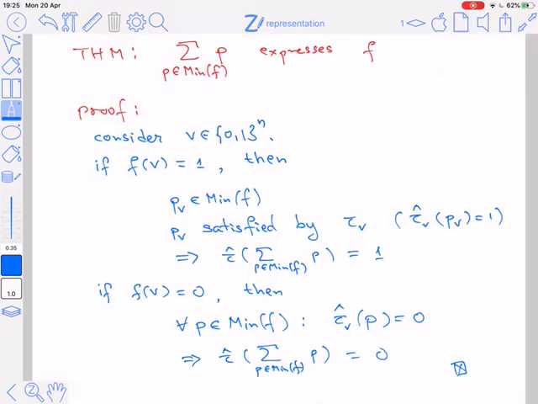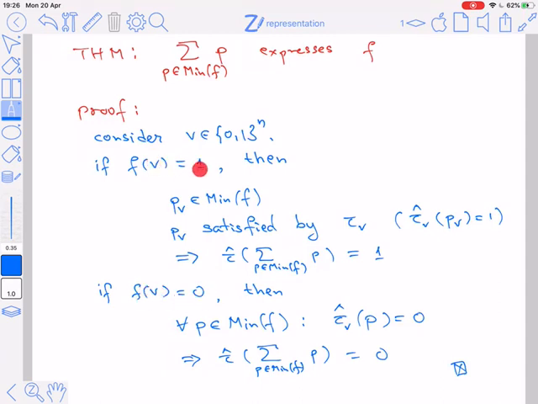So I want to prove that the OR, the sigma over here denotes OR, that the OR of all the minterms of f express the Boolean function f. So to prove this theorem, I consider a binary string v, and I have two cases. Either f of v is 1 or f of v is 0.